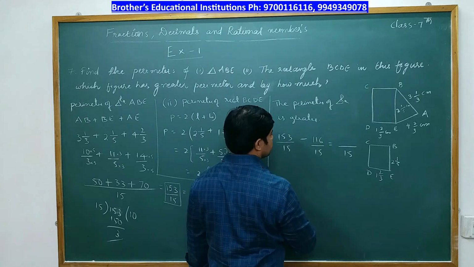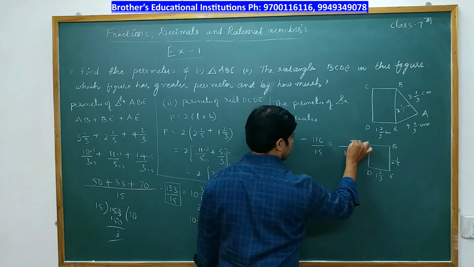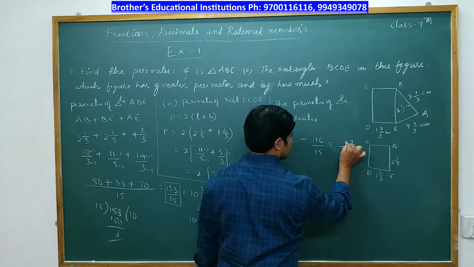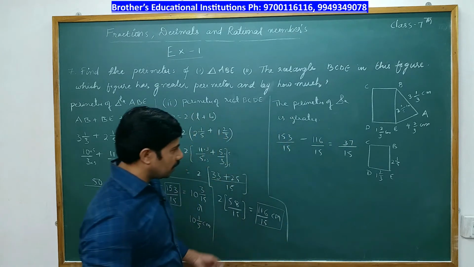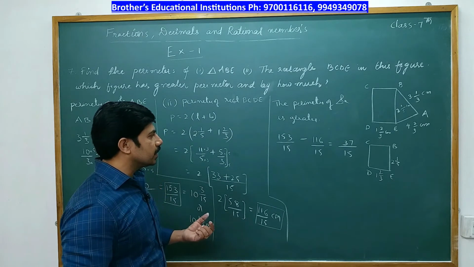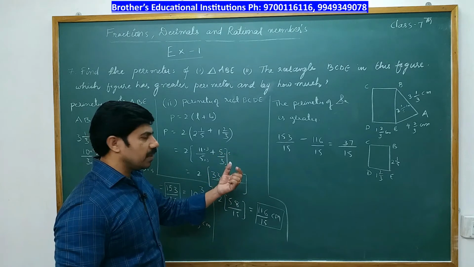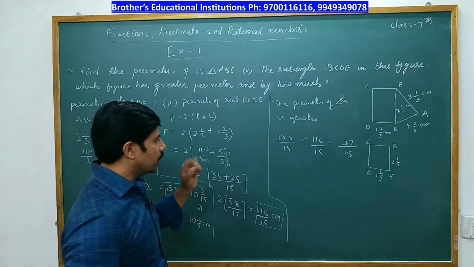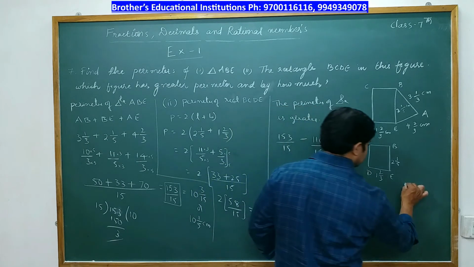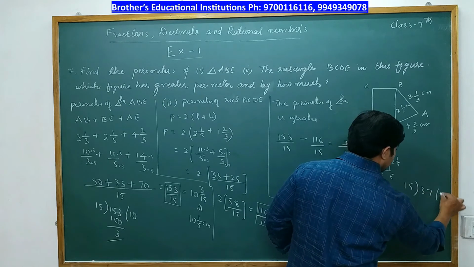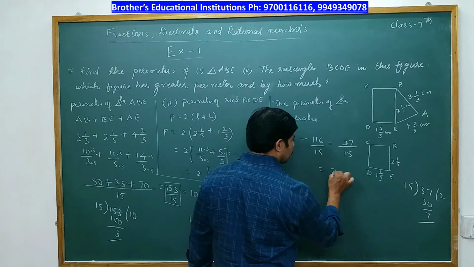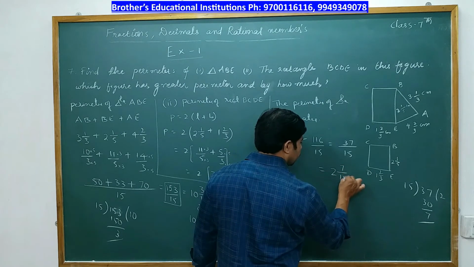13 minus 6 is 7. Then we have 4. 4 minus 1 is 3. So I am getting 37 by 15. So the perimeter of the triangle is greater than the rectangle by 37 by 15. Now just convert this into a mixed fraction. So we'll divide. 15 2s are 30. The remainder is 7. So we get 2 7 by 15.